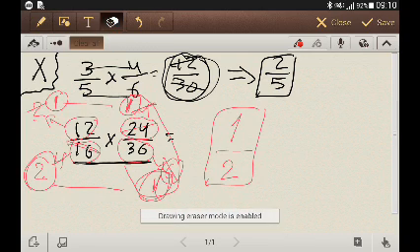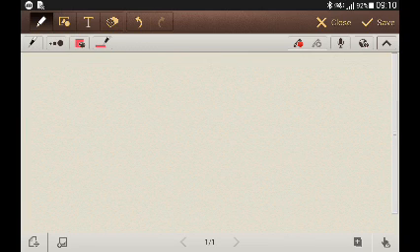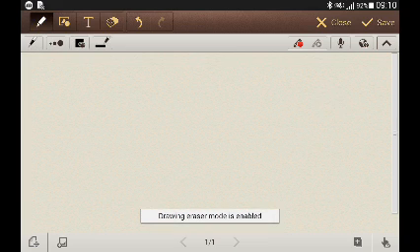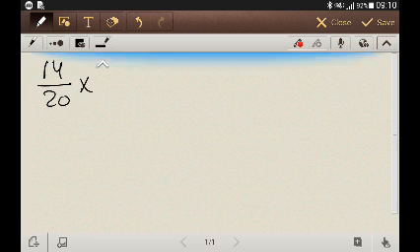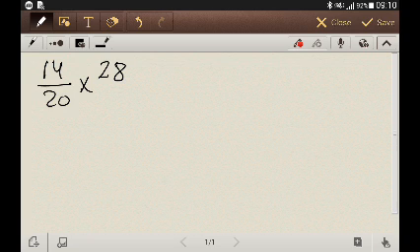Let's do a quick one, another one. Let's change it back to black. Okay, let's say we have 14 over 20 multiplied by 28 over 35.